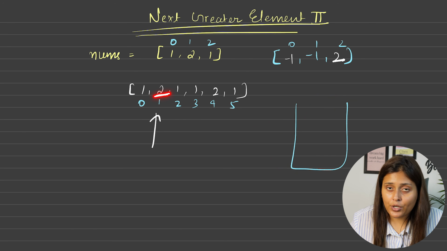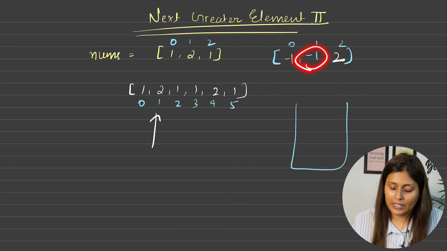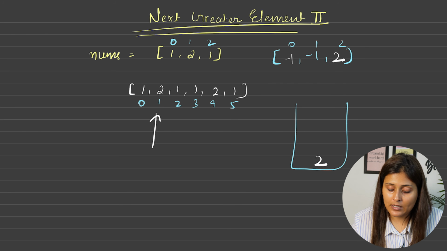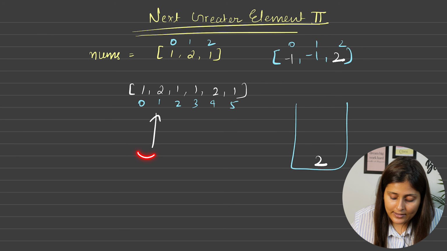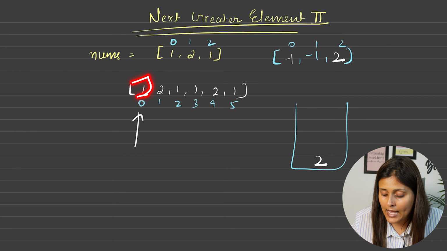Is this index valid for the answer? Yes, 1 is valid, but our stack is empty, which means we will not put anything, and by default we have -1. Now we will add this 2 in the stack. Now we will move to the next one, which is 1, correct? For 1 we will read in the stack.